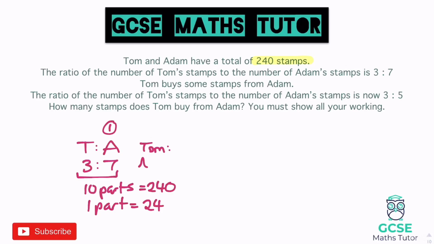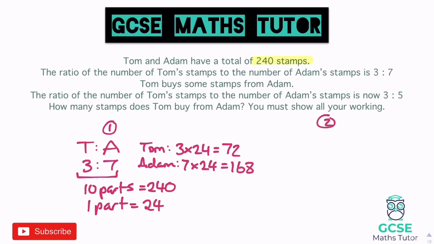and Adam, Tom gets 3 times the 24 and Adam has 7 times the 24. So if we work both of those out, 3 times 24 is 72 and Adam has 7 times the 24, which comes out as 168. There we go.